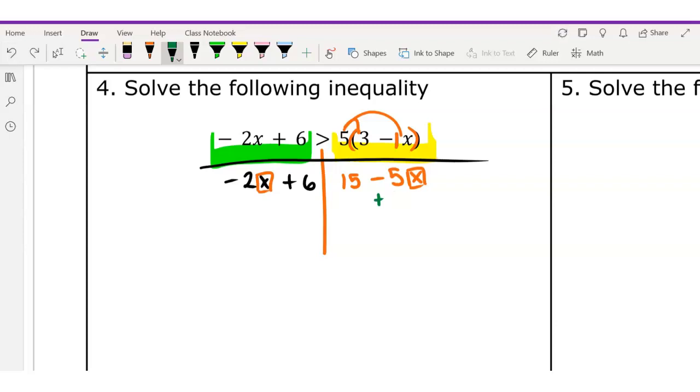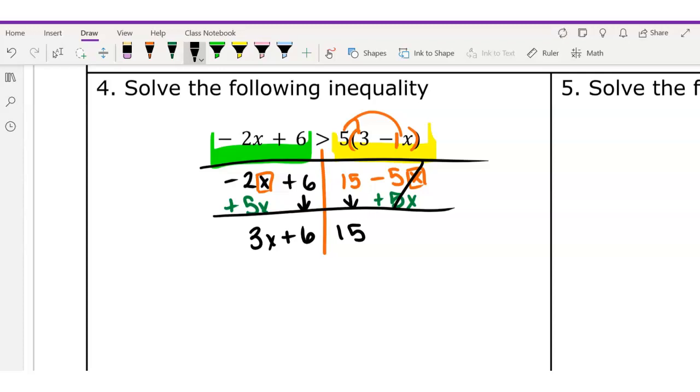So we're going to add 5x to both sides. And then we've got 3x here. Nothing happened with that plus 6, so we're just going to rewrite it. That 15, we're just going to rewrite it, and this is 0, so we just leave it. We've got just x on one side, which means we have to move that 6. So we're going to subtract 6 from both sides. Bring down that 3x. This gives us 0. 15 minus 6 is 9.